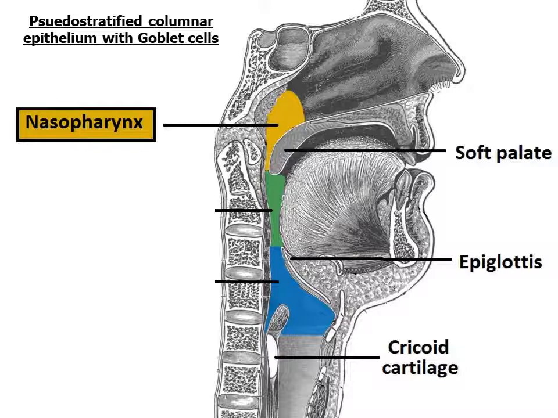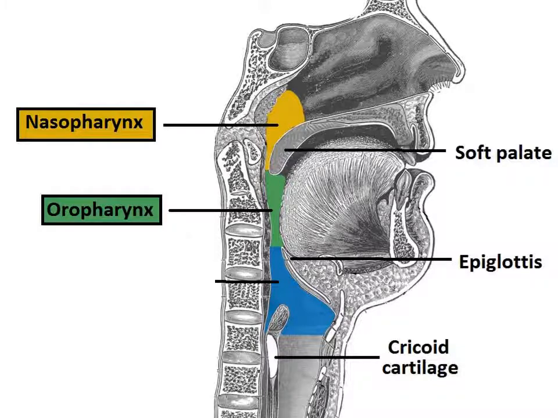Posteriorly and inferiorly, there is another part which is oropharynx. It is the middle part of the pharynx located between the soft palate and the superior border of epiglottis. It contains posterior 1/3 of the tongue, lingual tonsils, and palatine tonsils. It controls voluntary and involuntary phases of swallowing.